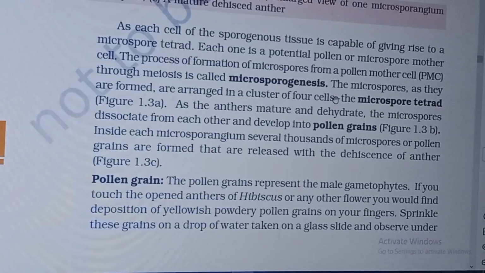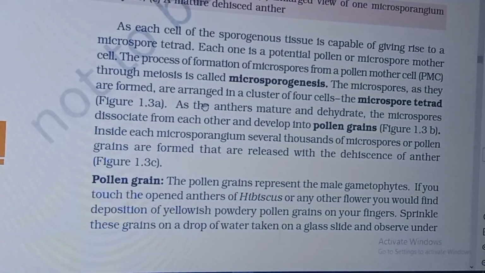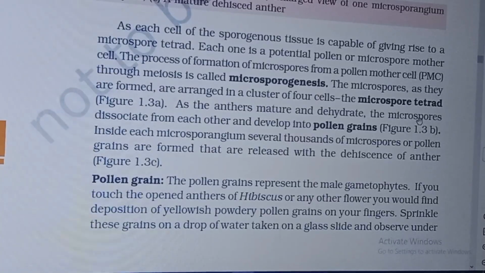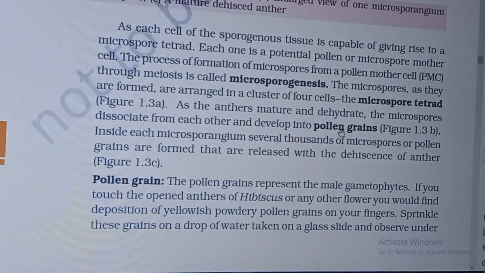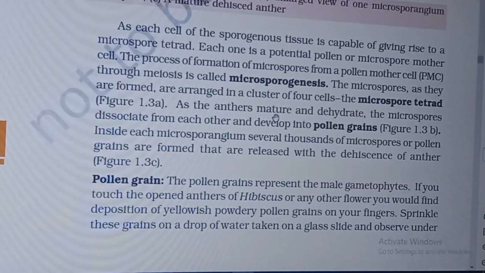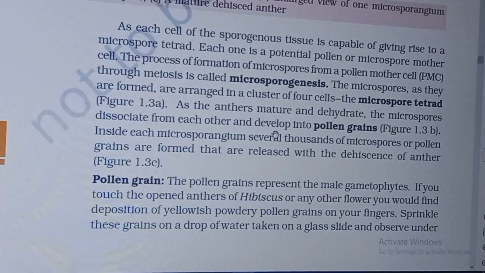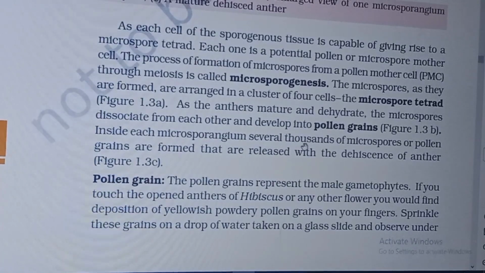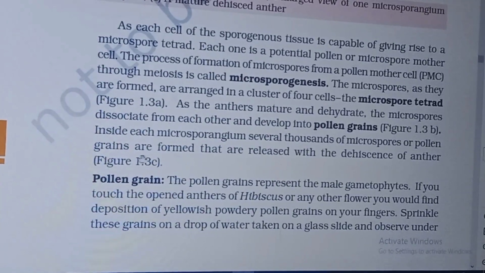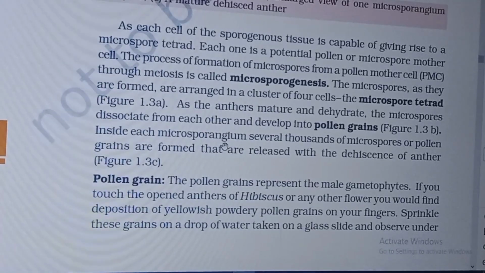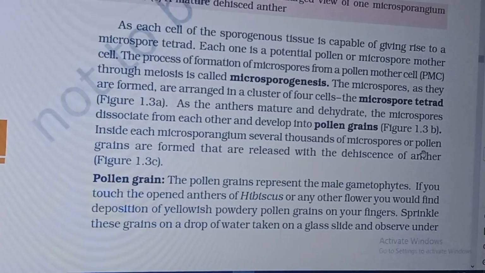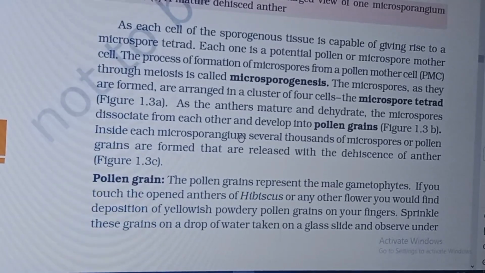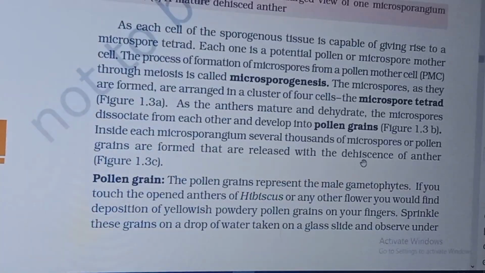Then, as the anther matures and dehydrates, the microspores of the tetrad dissociate from each other and develop into pollen grains. Inside each microsporangium, several thousand microspores, or pollen grains, are formed and are released with the dehiscence of the anther.